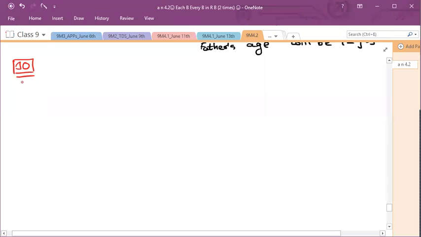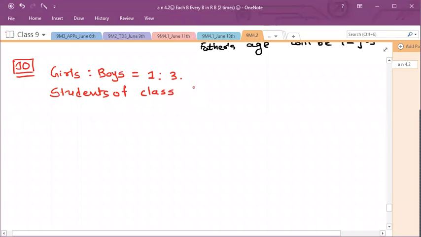The ratio of girls and boys in the class is 1:3. Set up an equation between the students of a class and boys, and then draw its graph. So we have to set up an equation between the total students of the class and the number of boys in the class, then draw its graph.